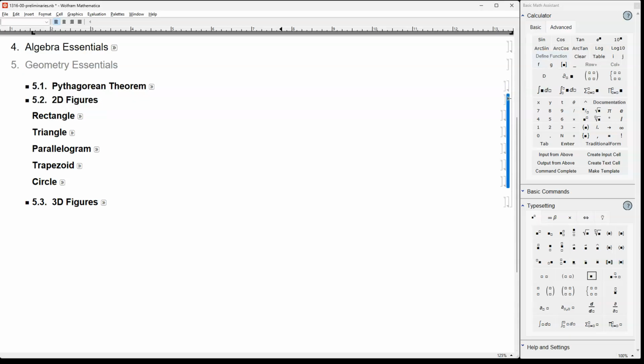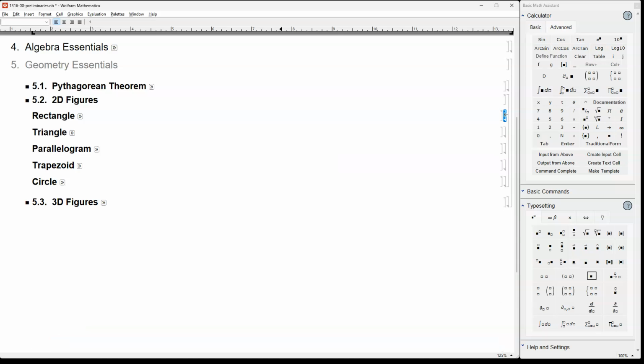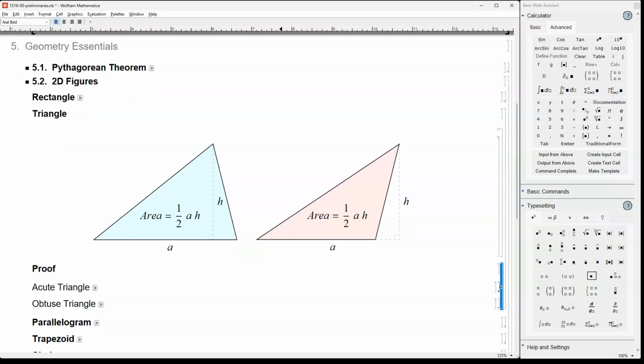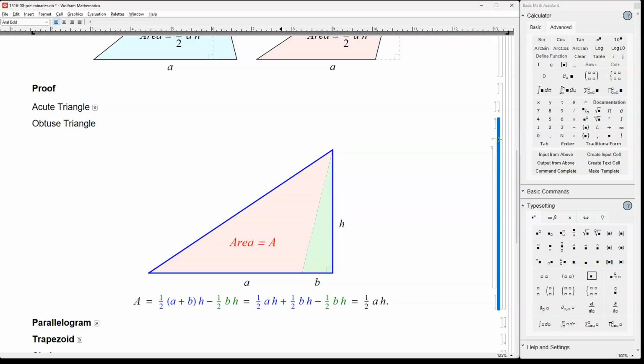All right, some 2D figures. All right, area formula for rectangle, a times b. All right, that's easy. Area formula for triangle, base times height times 1/2. And then we have proofs as well here, if you're interested. For acute triangle, half of this rectangle. And then for obtuse triangle, we can use the distributive property, this blue minus green.